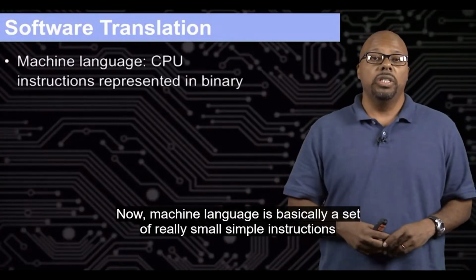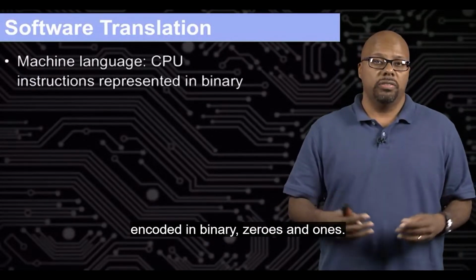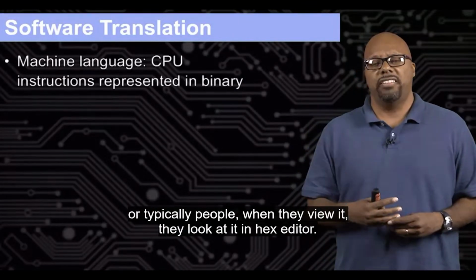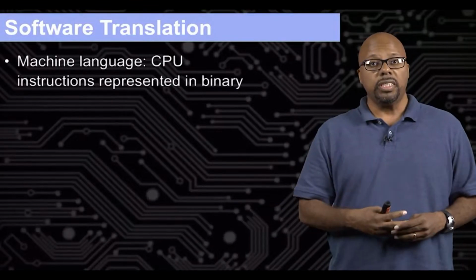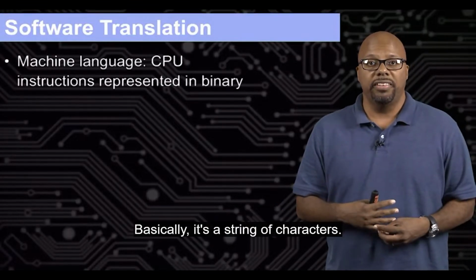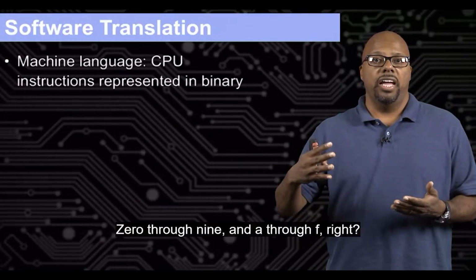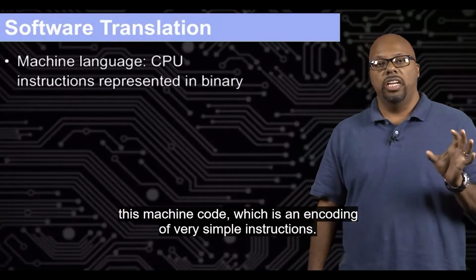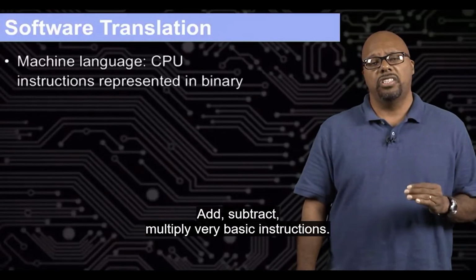Machine language is basically a set of really small, simple instructions encoded in binary, zeros and ones. If you ever look at machine code directly, all you see are zeros and ones, or typically people view it in a hex editor, so they see the zeros and ones represented in hexadecimal. It doesn't look too readable. Basically, it's a string of characters, 0 through 9 and A through F, and you just see them in pairs. It's not easily readable, but that's what the machine actually executes. It's machine code, an encoding of very simple instructions: add, subtract, multiply, very basic instructions.